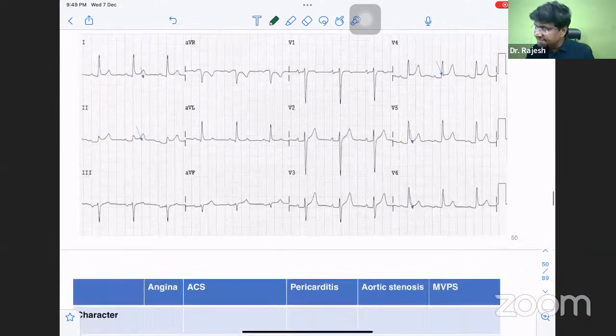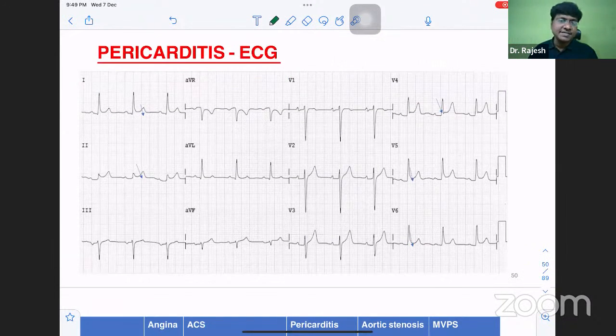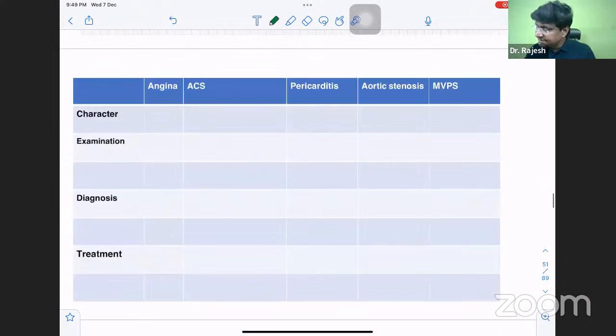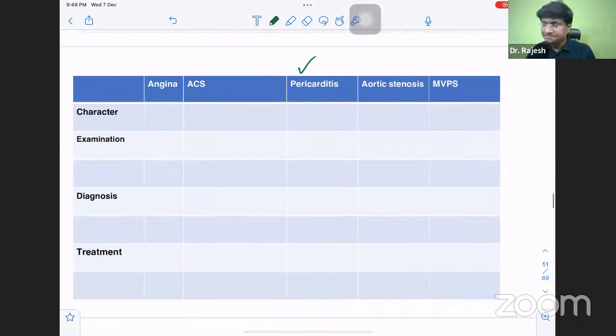So this will be the ECG of pericarditis, where you have concave ST segment elevation in all the leads, except aVR, where you have ST segment depression. And if you observe the PR segment, it is depressed in all the leads, except aVR, where there will be PR segment elevation. So that is about your pericarditis.